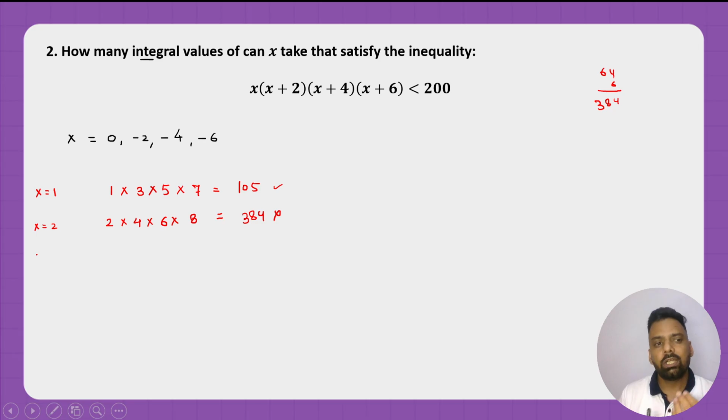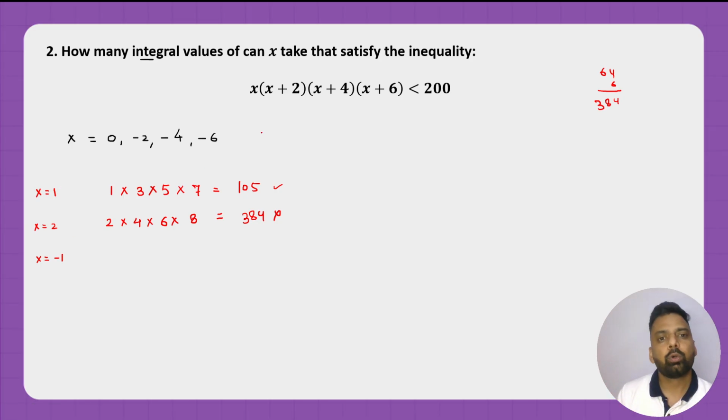Now no need to go further because अगर 2 पे ही वो 384 आ रहा है तो 3 4 5 6 पे obviously greater than 200. So I do not need to move further. Let's go to the negative side. 0 को check नहीं करना है, that is allowed.